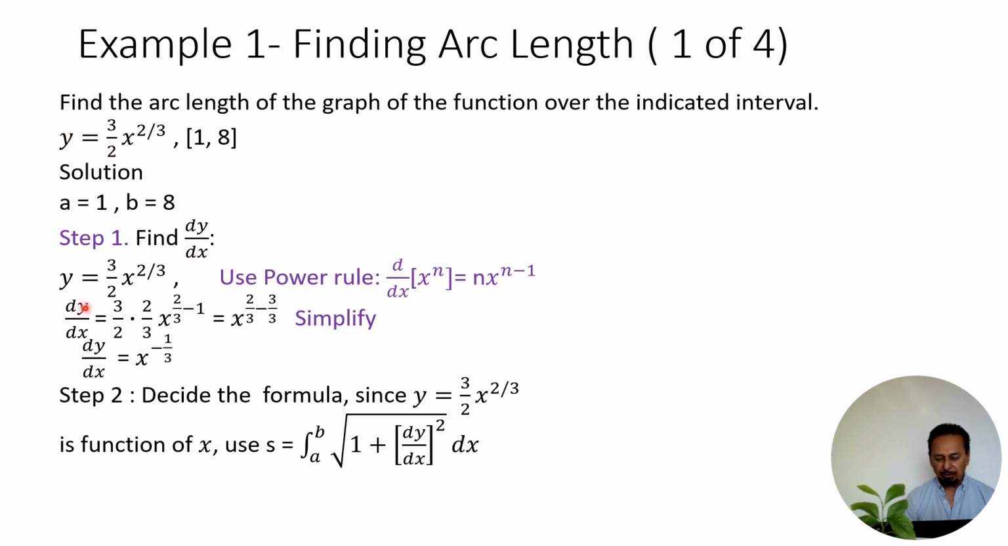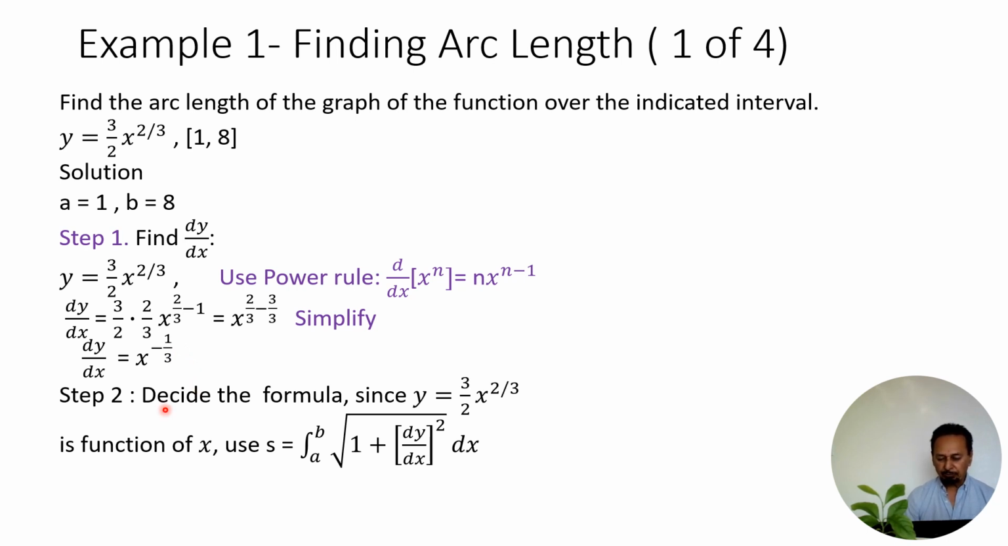Let's start with y equals 3/2 x to the 2/3. Apply the power rule of differentiation, and dy/dx becomes 3/2, we bring the power down, 2/3, subtract 1 from the power. To subtract 1, we change 1 to 3/3. Now you can cancel the 2's with 2's, 3's with 3's, and this simplifies to x to the negative 1/3.